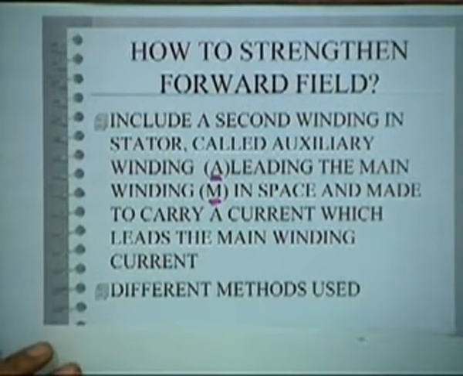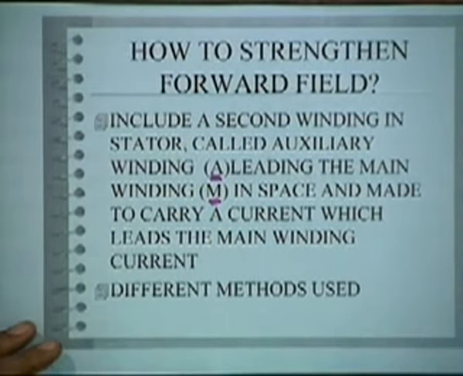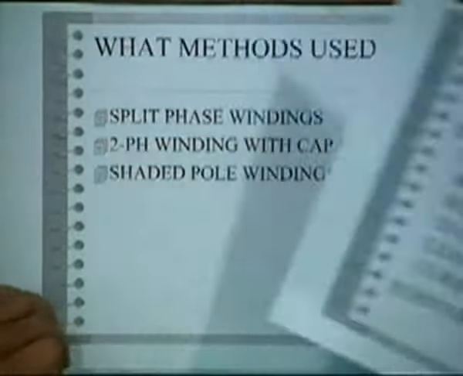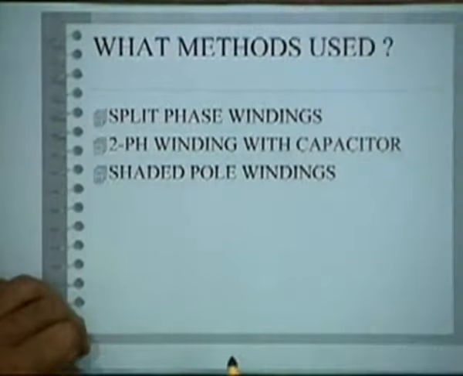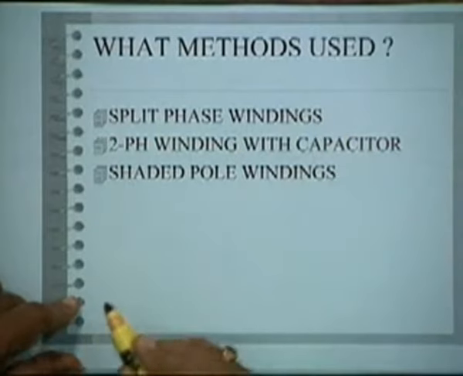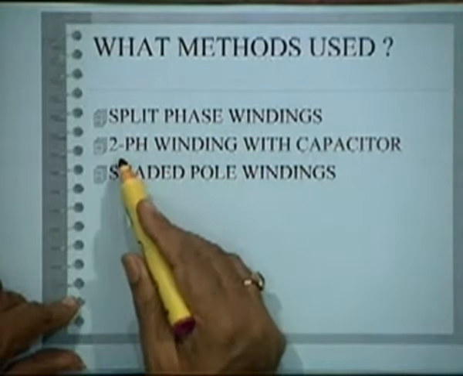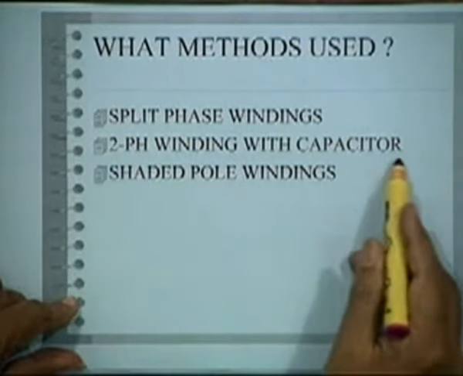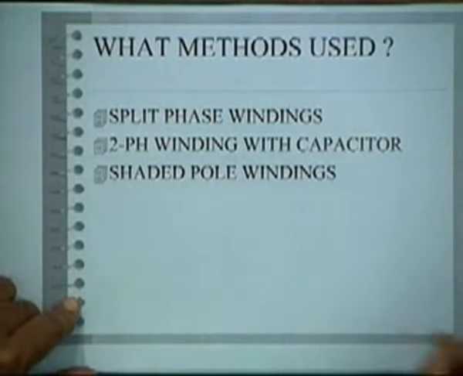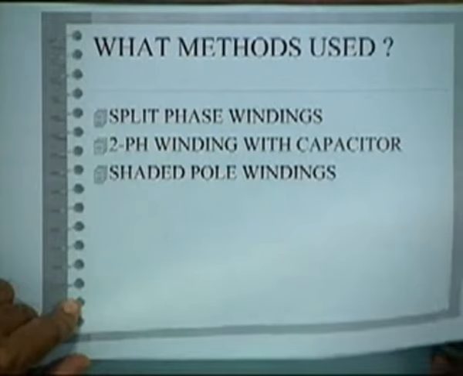Okay. Now, how do you create that? What are the methods which are used to do this? Three methods are used for this purpose. One is called a split phase winding. Another is called a 2-phase winding with capacitors, and the third is called a shaded pole winding. So let us look at each one of the methods.